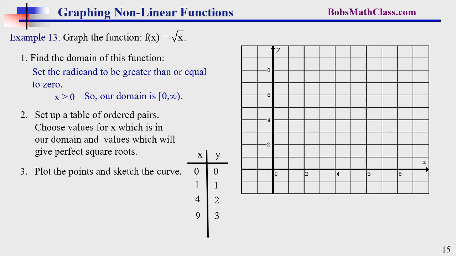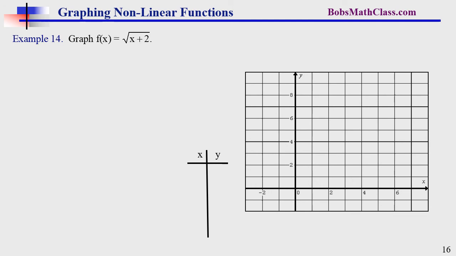All right, let's plot those points and then make a sketch. There it is. Half of a parabola. So don't go past 0 to the left. You can't plug in -1 because square root of -1 is, well, you don't get a real number. It's actually i, but we're not using that right now. All right, let's go on to the next one.